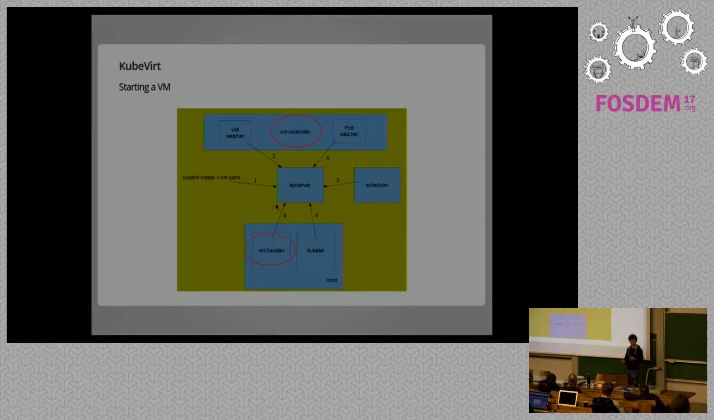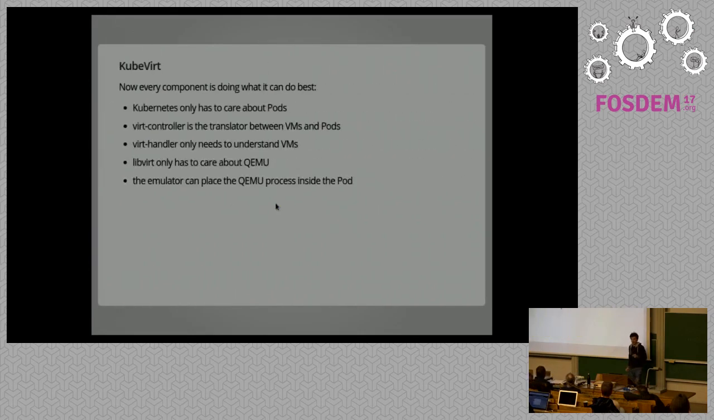And the virt-handler now says, oh, this is a VM which is for me. So we're basically following the same principles Kubernetes is already using for the pods. We're just extending it so that we can schedule something on top of the pods. And the benefit here is that we let every component do what we think they can do best. Kubernetes just has to take care about pods. We have our virt-controller there, which is doing the translation between the two layers of Kubernetes and our VMs.